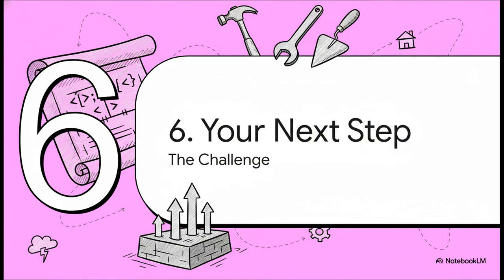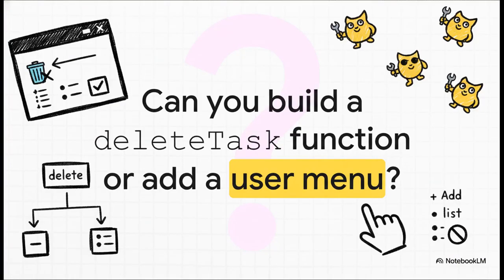So this explainer gave you the blueprint, the concepts. But to really, truly turn this knowledge into a real skill, the most important part is what you do next. You have to take this foundation and build on it yourself. So here's your challenge, straight from the source material. Can you take what we've covered and build a new function, a delete task function, that can remove an item from the list? Or, if you're feeling ambitious, could you build a user menu that makes the whole app interactive? That's where it starts to get really fun.